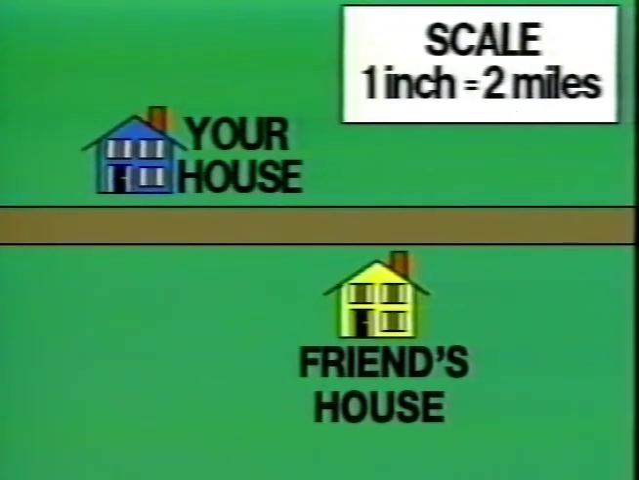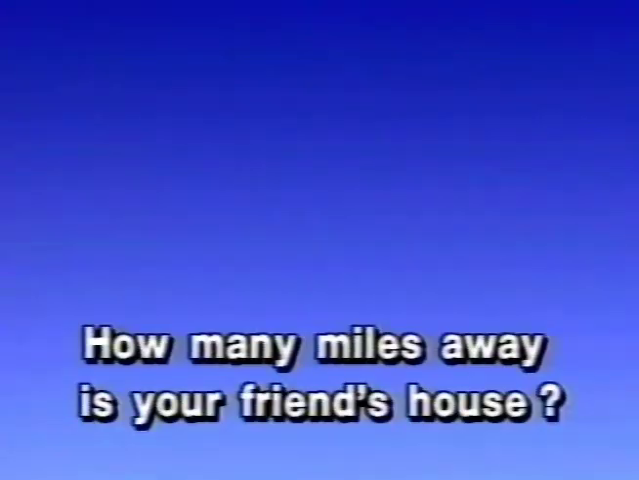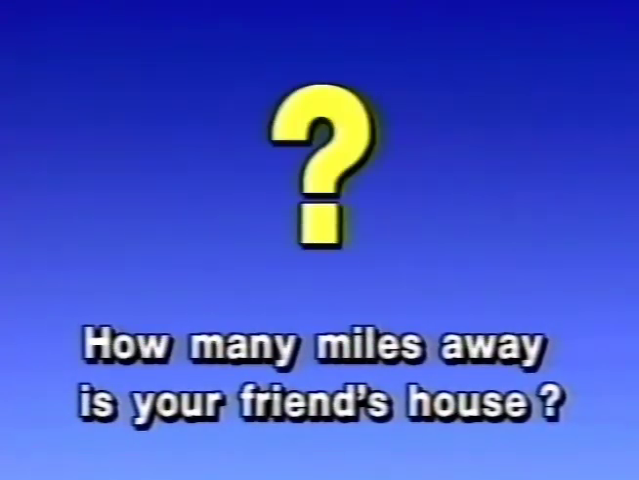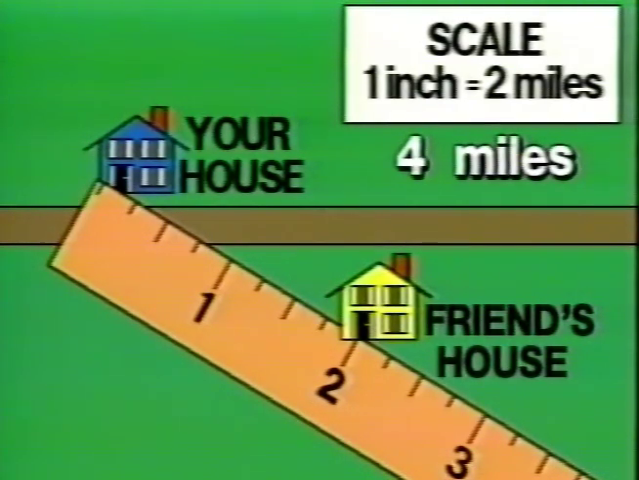To determine the distance between your home and your friend's house, you use a ruler to measure between the 2 points. According to the ruler placed on this map, how many miles away is your friend's house? The distance between the 2 points is 4 miles. This is because the ruler measures 2 inches, and according to the scale, 1 inch equals 2 miles.